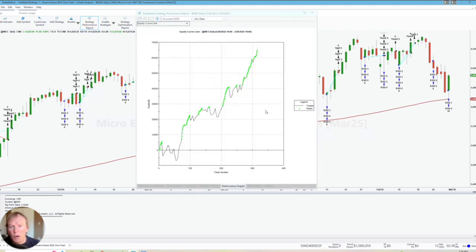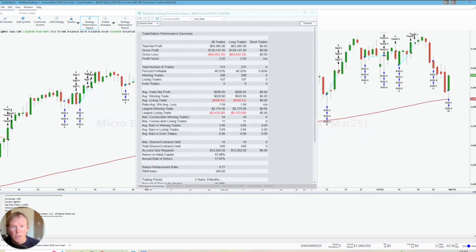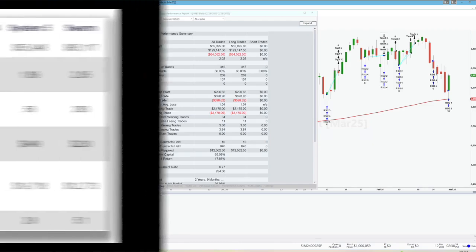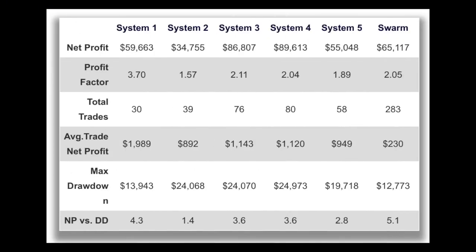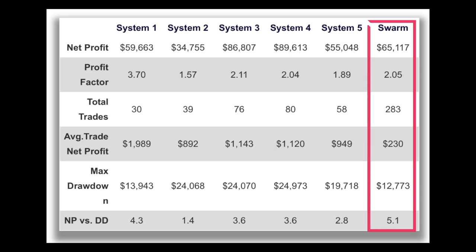Here is the equity graph, I should say, and this is the performance report that we get. Let's take a closer look at that. All right, here are the results in this table. We can see across the top we have system 1, system 2, 3, 4, 5, and then at the far right-hand side, we have our swarm. If we just look at the net profit, our swarm is somewhat in the middle there.